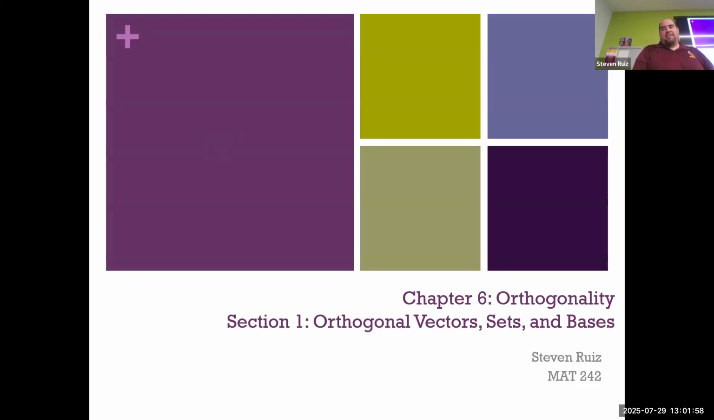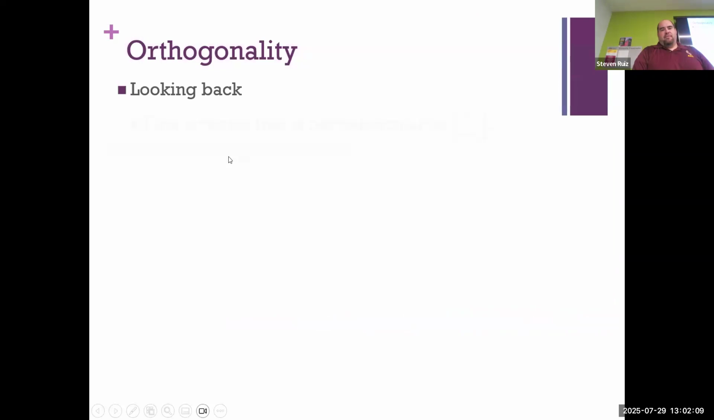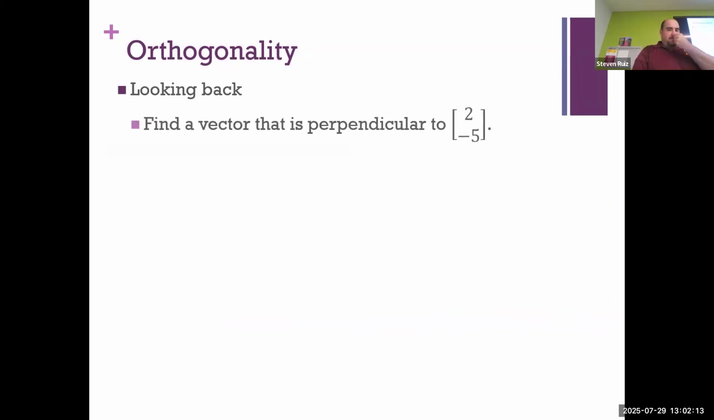We're going to talk about this idea called orthogonality, which is maybe not a word you've used a lot before in math, but it's probably an idea you have talked a bit about. So if I give you a vector 2, -5, could we find a vector that's perpendicular to that? What does the word perpendicular mean? Let's unpack that.